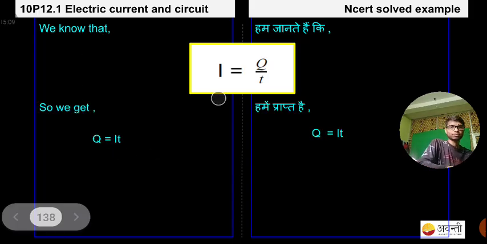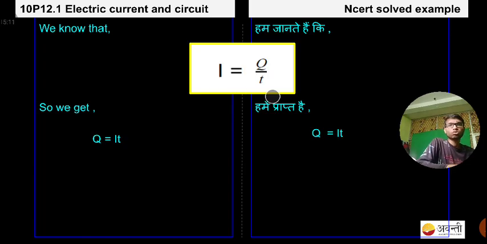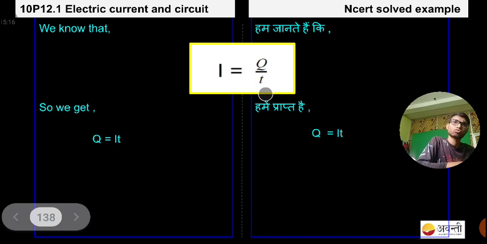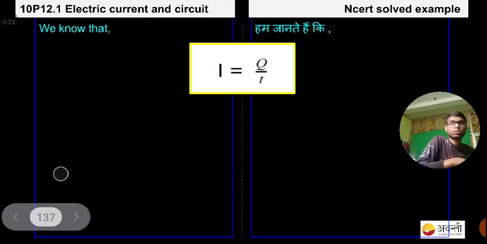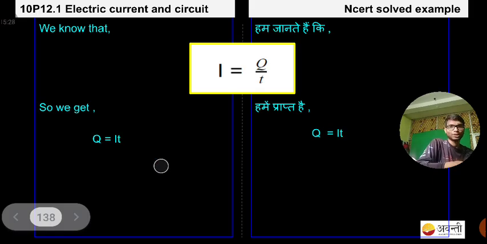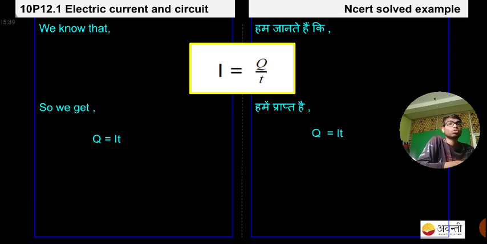So we get Q equals IT, because from this formula we are getting Q is equal to IT. Now we want Q. So Q is equal to IT. I is 0.5 and T is 10 minutes. So 10 fives are 5 coulomb. 5 coulomb passed within 10 minutes.